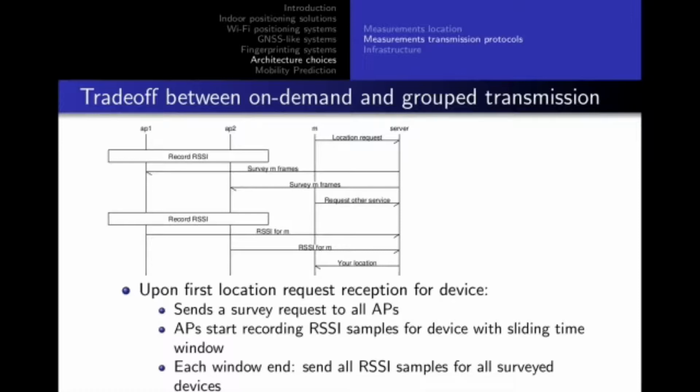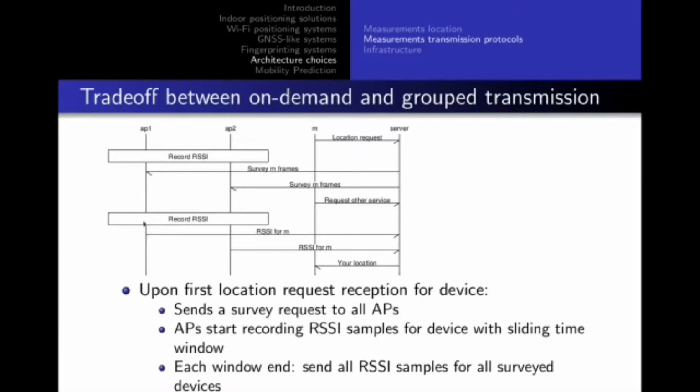So another solution is to use a trade-off between the on-demand and the grouped transmission. So the both previous solutions I proposed, in which on its first location request, the device sends its request to the server. It's recorded by the access points. So the server will ask the access points to survey the frames for the mobile device M. So it means starting from now, you record the RSSI for M and you send them to me periodically.